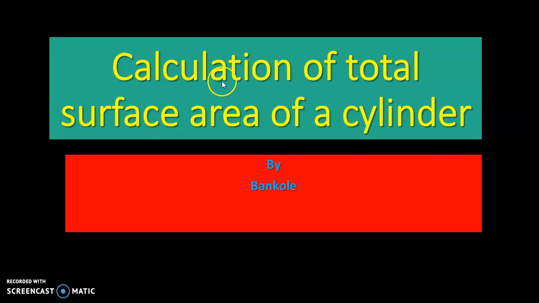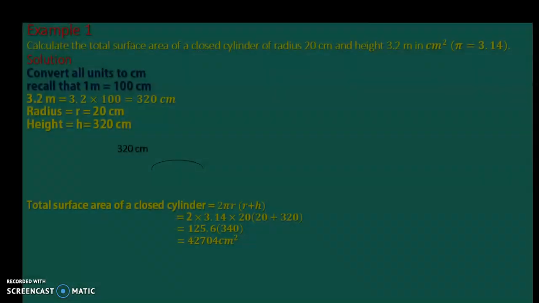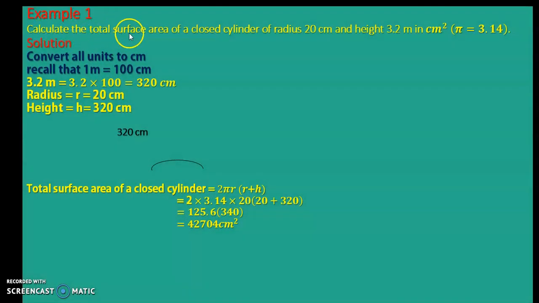Our topic today is calculation of total surface area of a cylinder. Now, working examples. Example 1. Calculate the total surface area of a closed cylinder of radius 20 cm and height 3.2 meter in centimeter square, taking pi to be 3.14. Now, the solution. Convert all the units to centimeter.